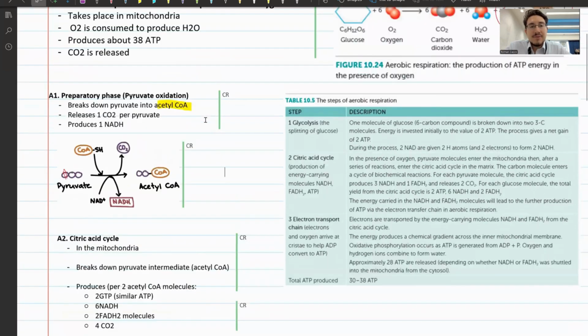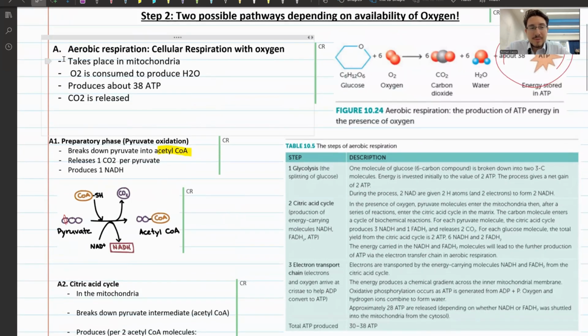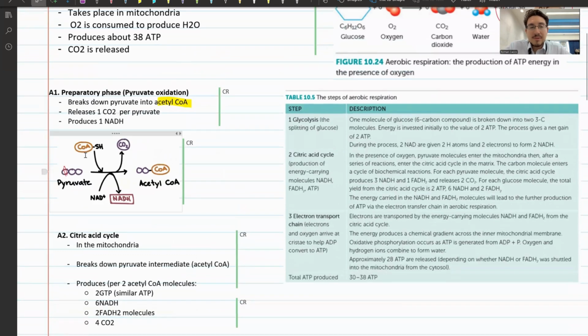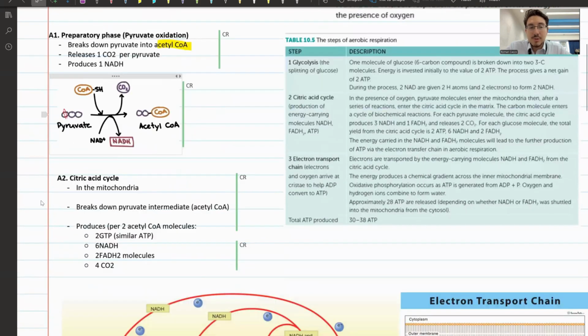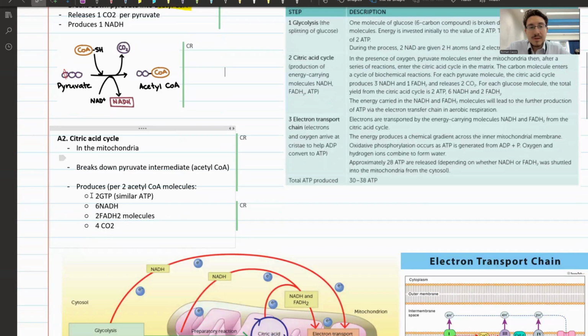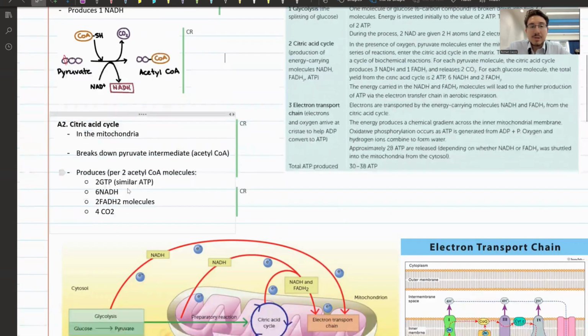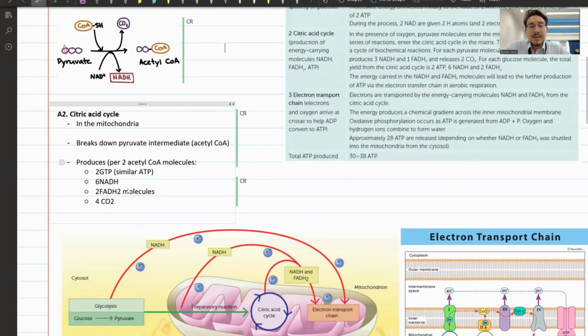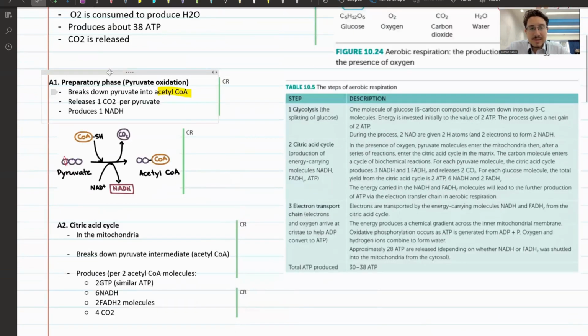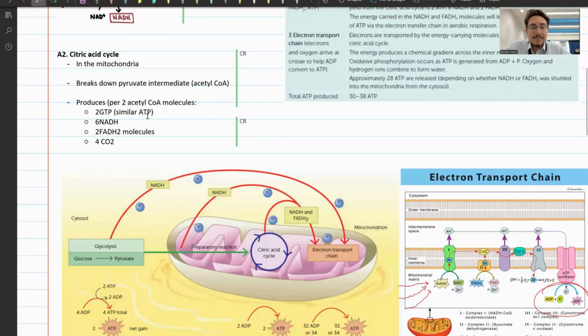If you take a look here, as I put it, designated as letter A, aerobic respiration, A1 phase. So this is the prep phase. And then A2, which is the actual citric acid cycle. Now, this acetyl-CoA could be used in the citric acid cycle. This occurs in the mitochondria. And by the way, this prep phase occurs in the mitochondria.